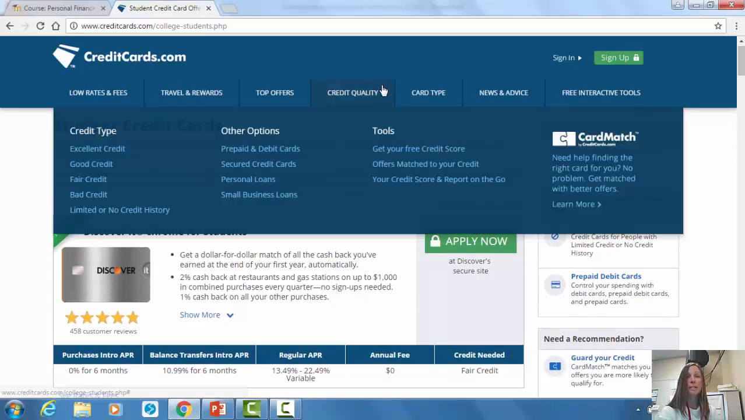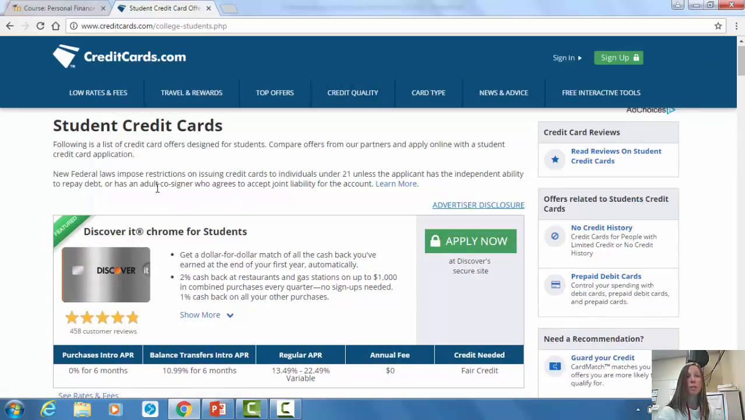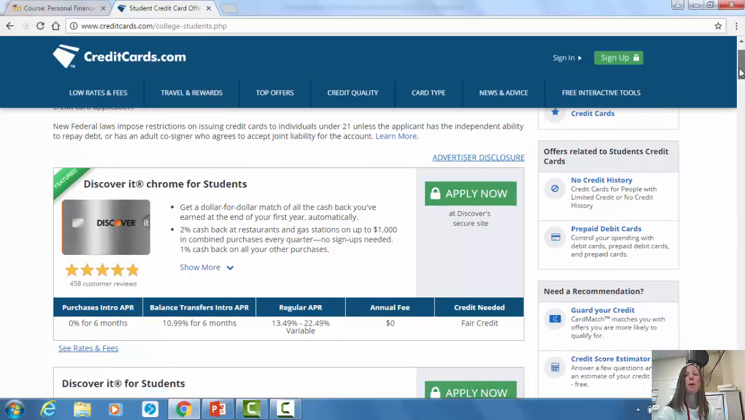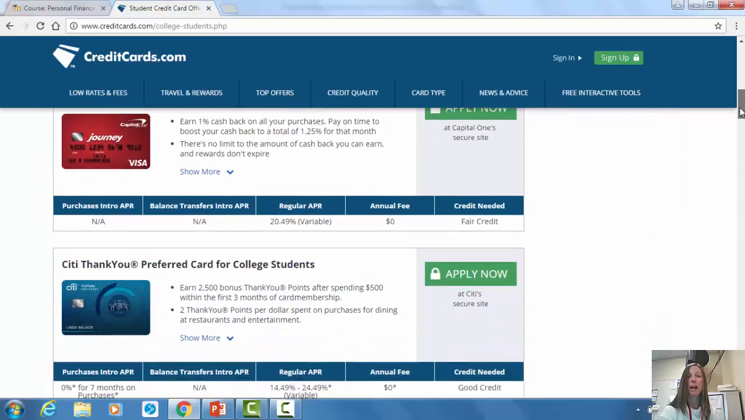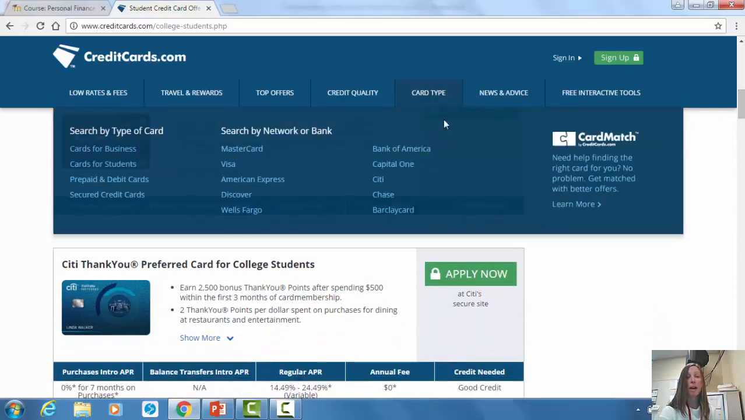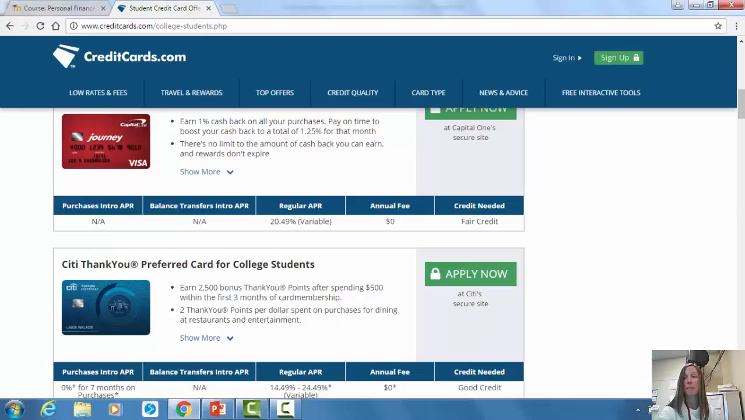One thing to note, it says that these are designed for students. New federal laws impose restrictions on credit cards issued to individuals under 21 unless you have the independent ability to repay debt or have an adult co-signer who agrees to accept joint liability for the account. So until you're 21, a parent or someone may have to co-sign for you unless you can prove credit worthiness somehow. So here's a few different credit cards that you could look at, and they might say cash back or bonus points or things like that.